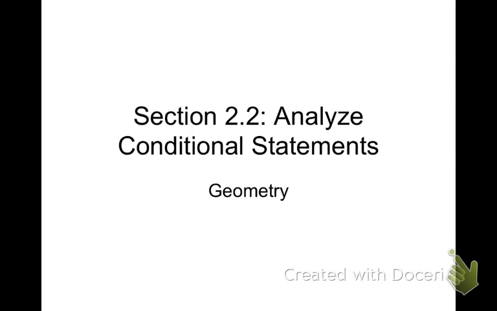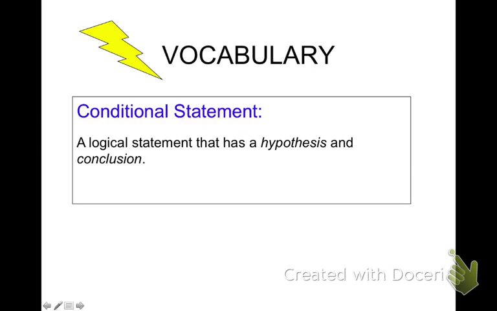In science class. So let's talk about what a conditional statement is. A conditional statement is a logical statement that has a hypothesis and conclusion. So a logical statement that has a hypothesis and a conclusion. You guys remember hearing the word hypothesis and conclusion before in science classes?